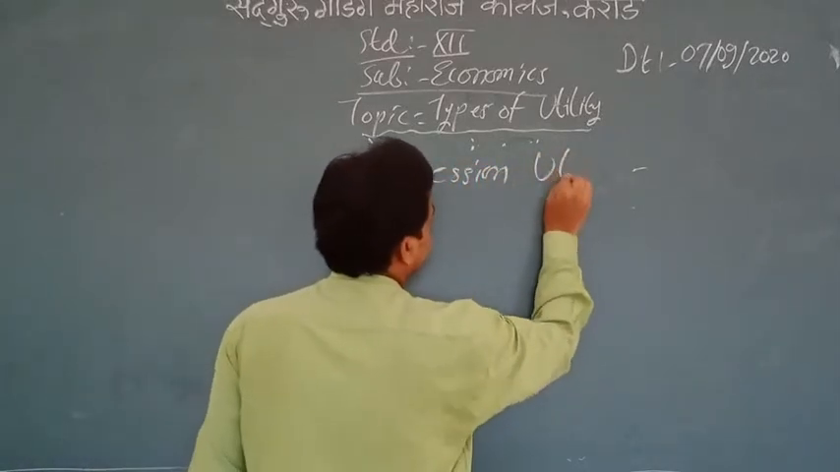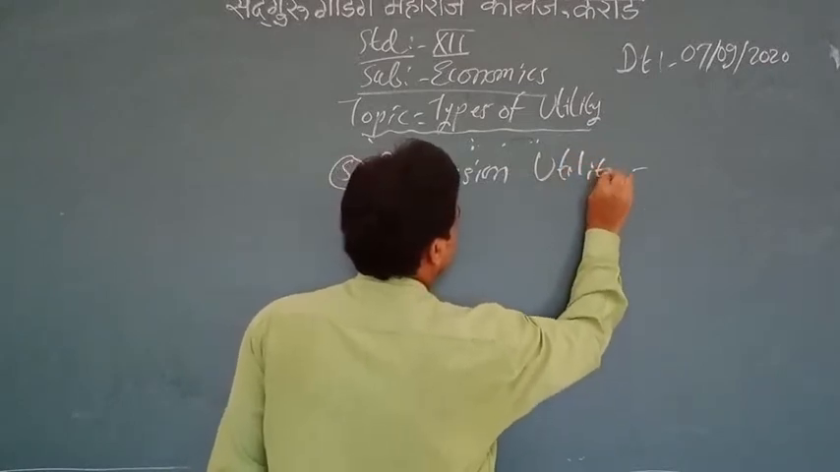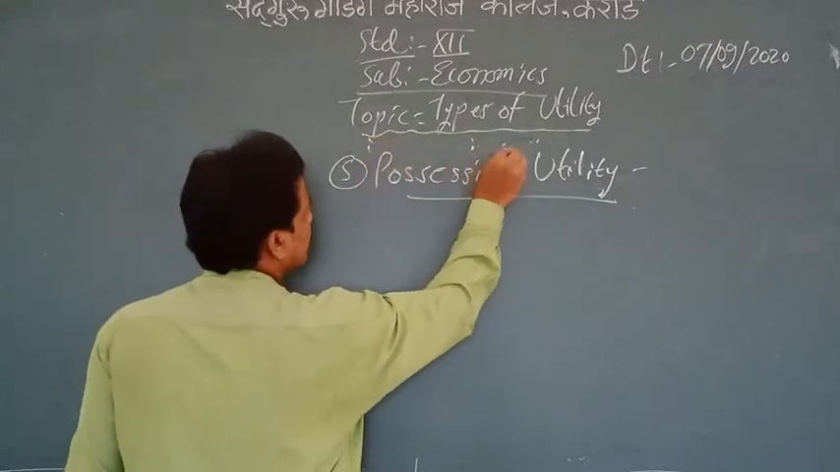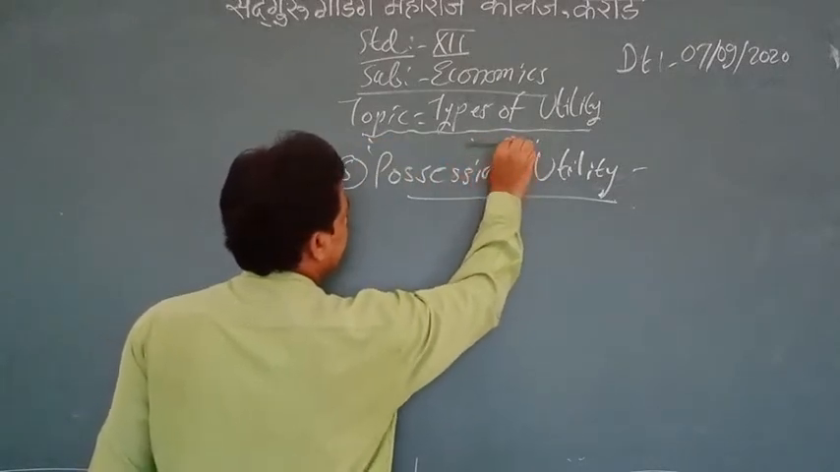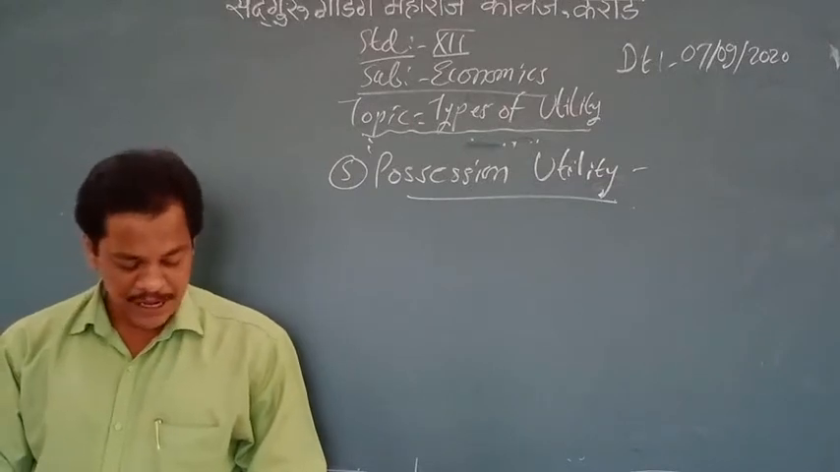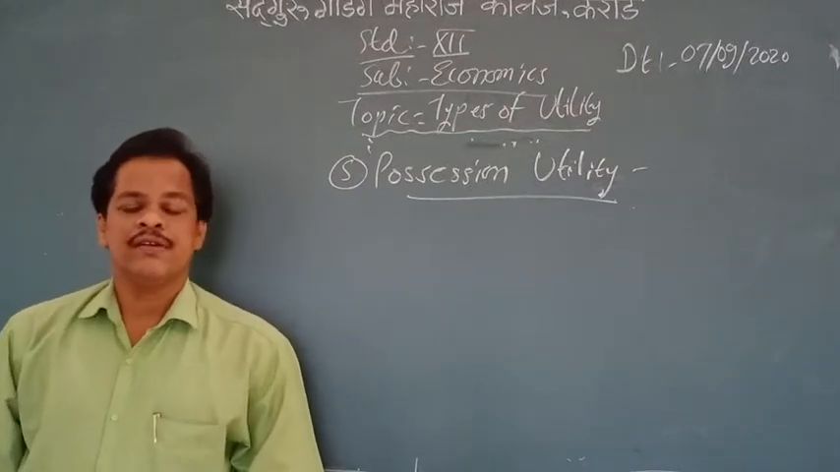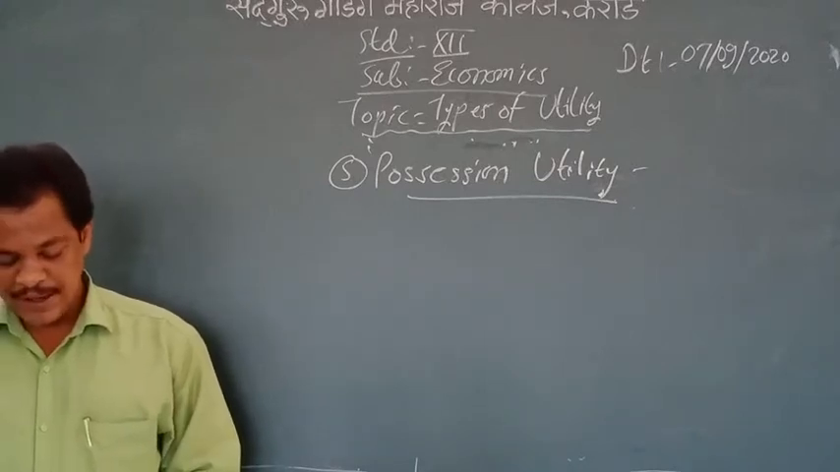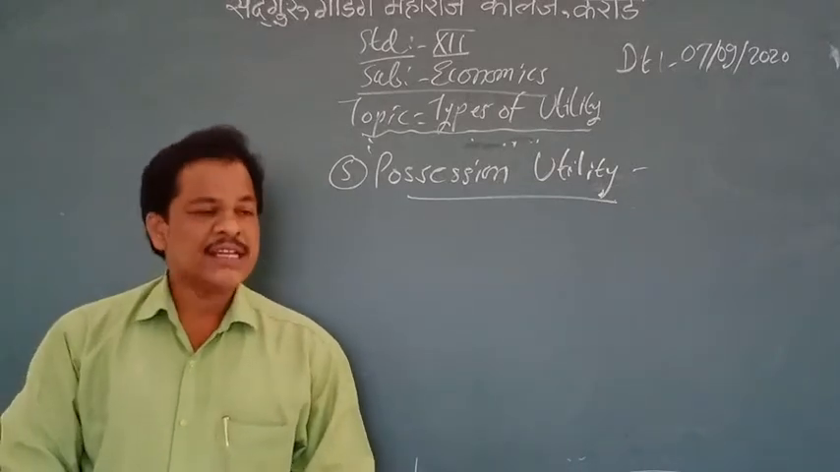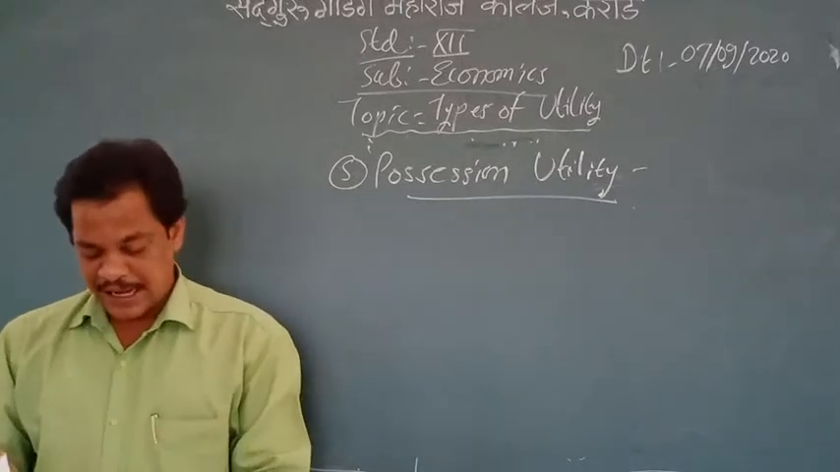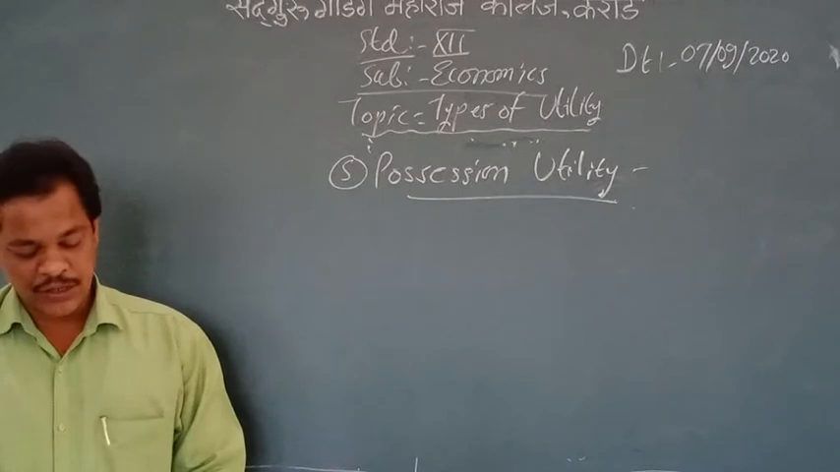Possession utility. This is the second last point of these types of utility. Possession means you must have that thing. Possession utility is also very important. For numbers 1, 2, 3, and 4, we have completed all these points. But here, possession utility is the second last point of these types of utility. Here, what you are going to observe?